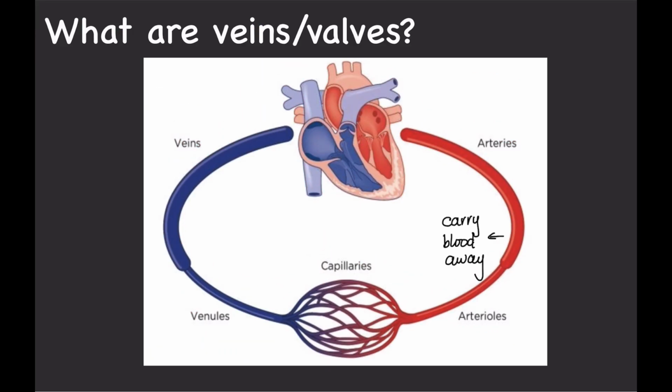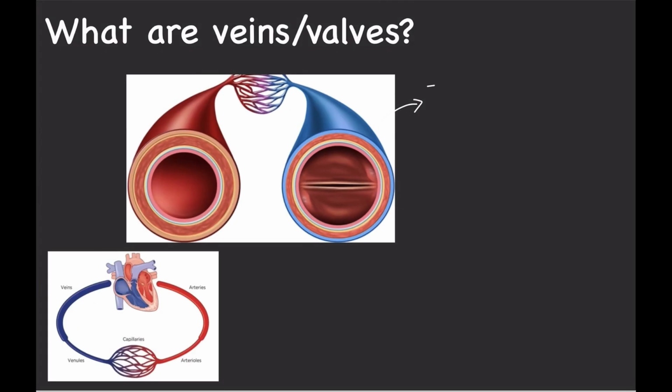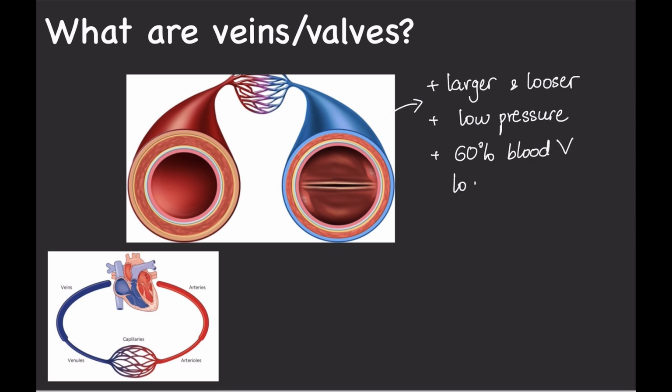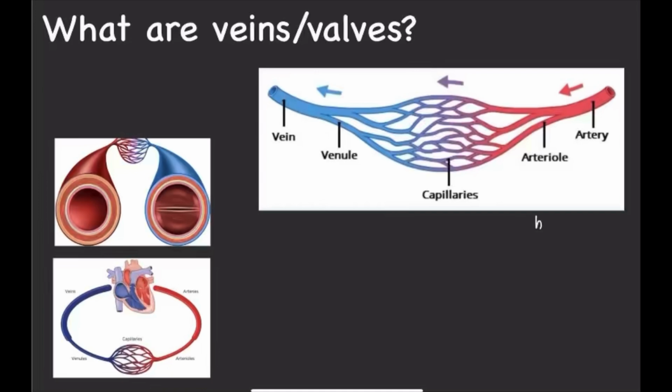While arteries carry blood away from your heart, veins carry blood back towards your heart. In comparison to your arteries, veins are larger and looser. Another quality of veins is that they have low pressure. In fact, did you know that at any given time, about 60% of your blood volume is located in your veins? The lower blood pressure in the veins is a result of the fact that they are larger and farther away from the heart, aka the pump.